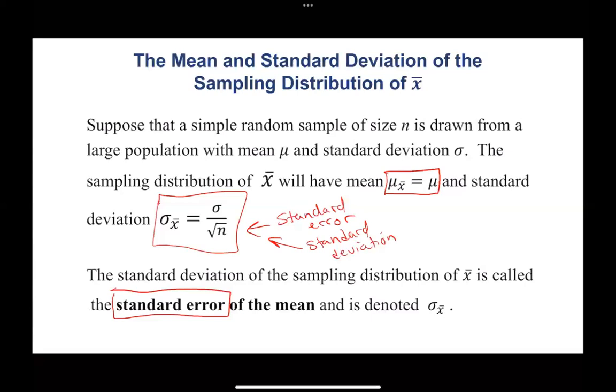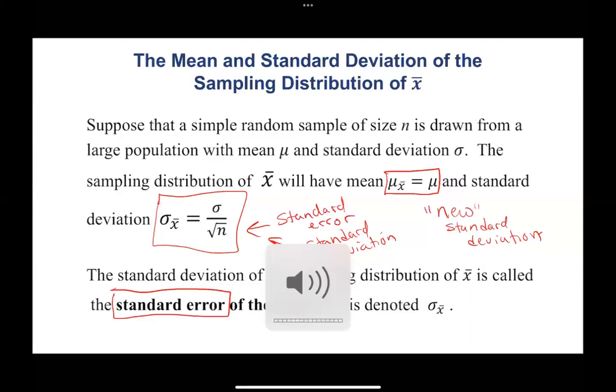When I'm trying to give you homework help, if you email me or message me through My Open Math or through Blackboard, I'm going to call this the new standard deviation, just to differentiate it from the old one, our regular standard deviation. I'm going to call it the new standard deviation. Hopefully that makes sense. Questions before I move on?